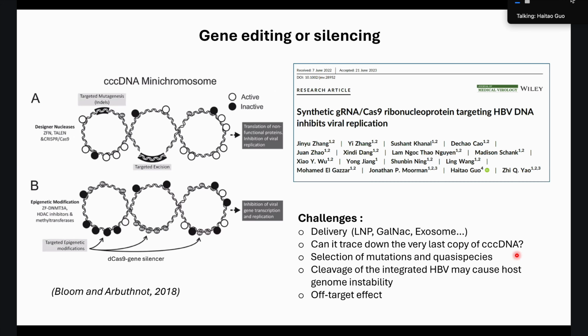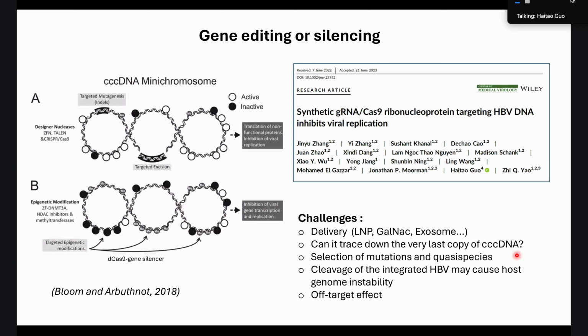And of course, people always think you can use a gene editing approach to target cccDNA, using TALEN, CRISPR, or other designer nucleases. But there's definitely a challenge people can also think about: the delivery. Maybe it's not a bigger problem now because there's LNP, GalNAc, and exosome-based delivery, and the liver is probably an easier target for this kind of delivery. But is the potency enough to track down the very last copy of cccDNA by those enzymes?